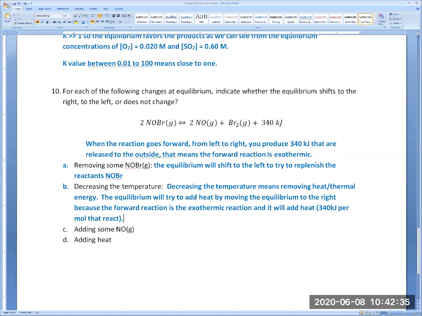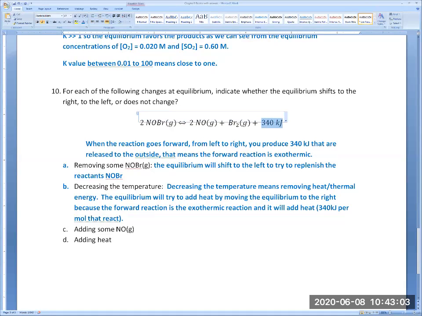So when you are decreasing the temperature, you're removing heat. Le Chatelier's principle says that the equilibrium will try to add heat to compensate for the loss of heat. And to add heat, you see that you need to go to the right, forward, because this will add this amount of 340 kilojoules when you go to the right.